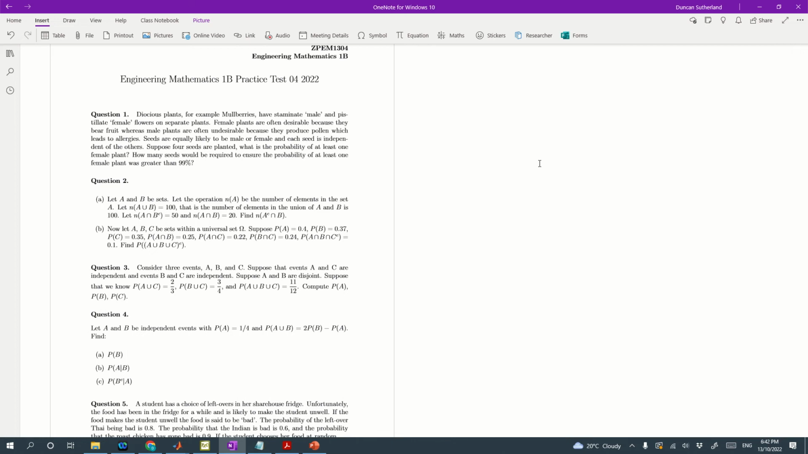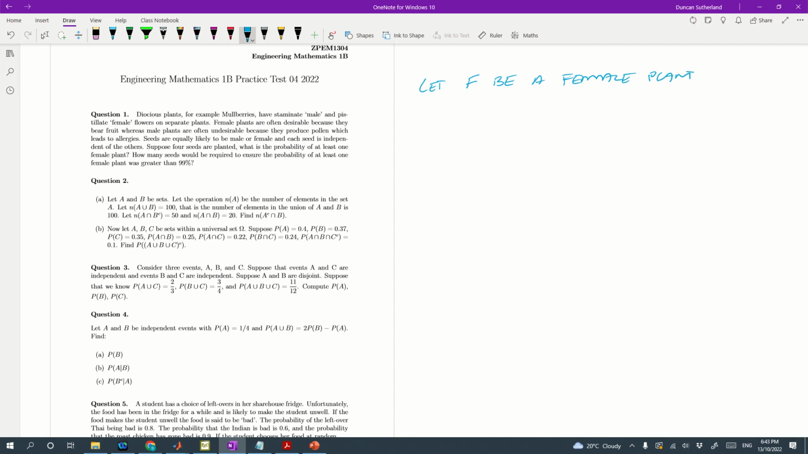So let's interpret this question and put it into some nice notation. Let F be a female plant, or a pistillate plant. Then we know P(F) equals 0.5. That's from the equally likely bit.